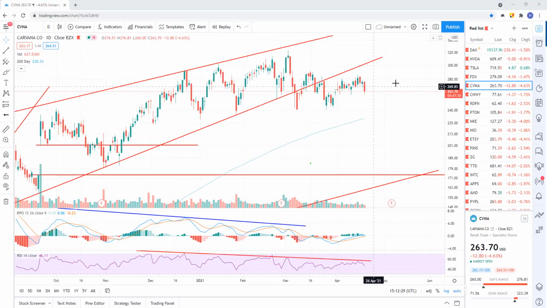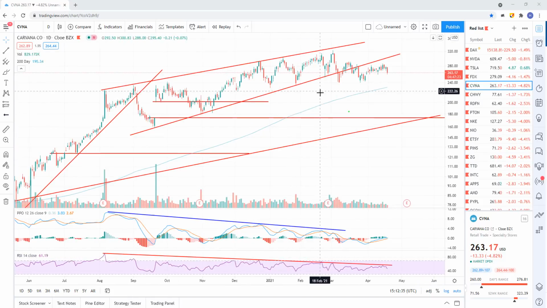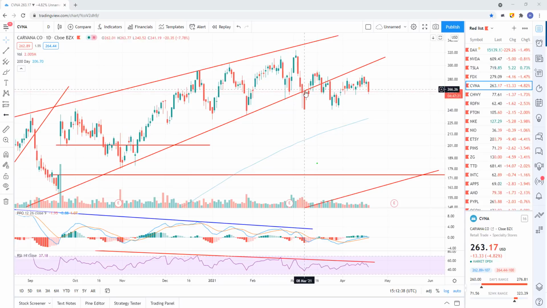I haven't talked about this one for a while, Carvana. I'm still short this thing. I'm just sitting in it. It's really gone nowhere. I mean, you can see we got a sell signal. There's your sell signal right there.